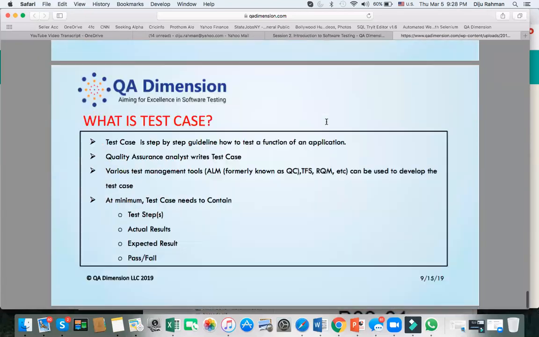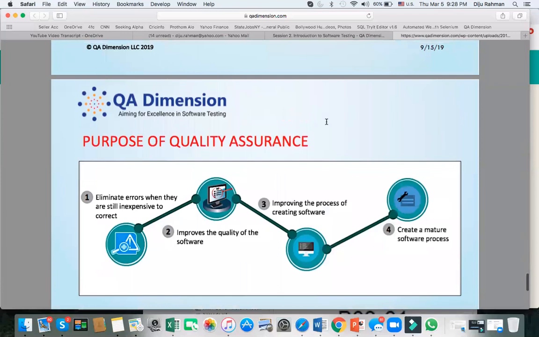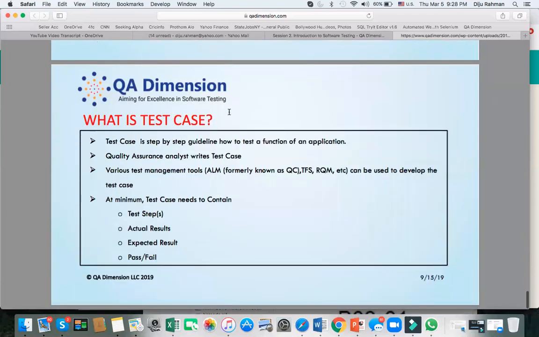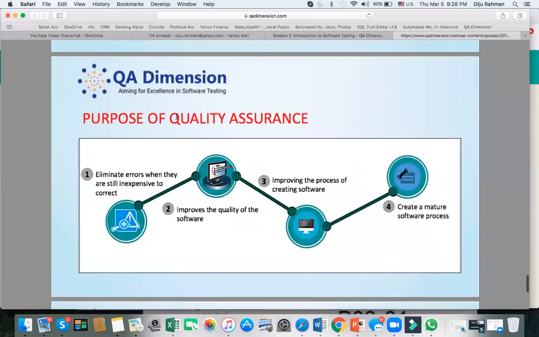Okay. I think the purpose of quality assurance, let me just cover that real quick. Then probably next session I'll touch on what a test case is. What is the reason for quality assurance? It eliminates errors when they're still inexpensive to correct and improves the quality of the software. It's kind of the same thing repeated. Yes. Improving the process of creating software, creating a mature software process.